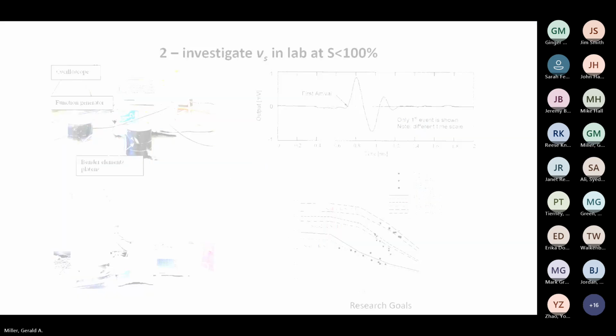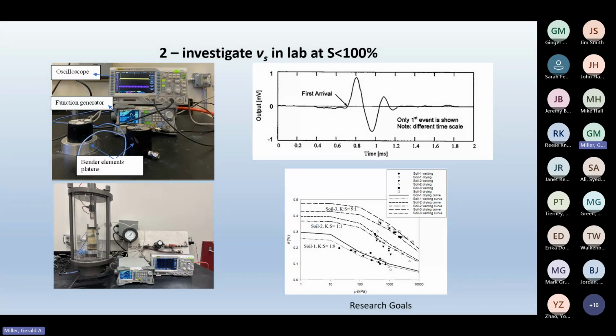The second thing was we wanted to do some work in the lab. Basically, doing research in the field is great. The problem is, even if you do use the same site and do multiple soundings, there's a lot of variation in the measurements. So there's always a lot of scatter in the results and in the comparisons that you make with water content and suction. There's a lot of scatter.